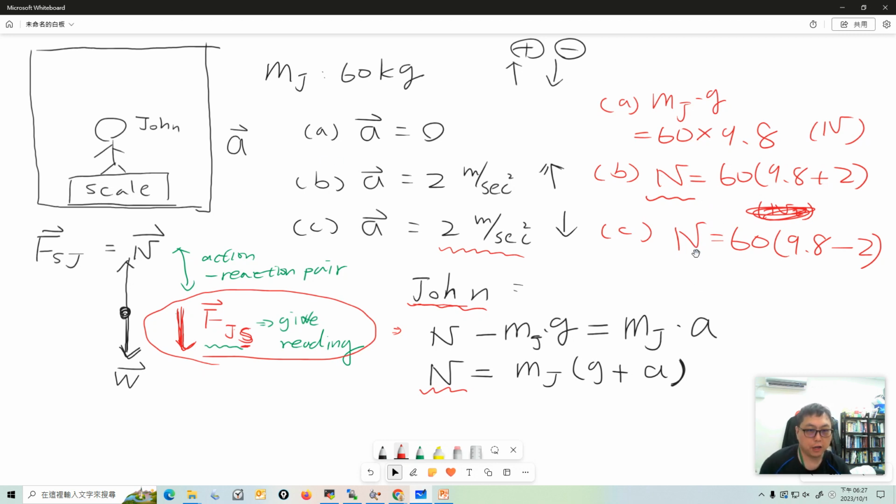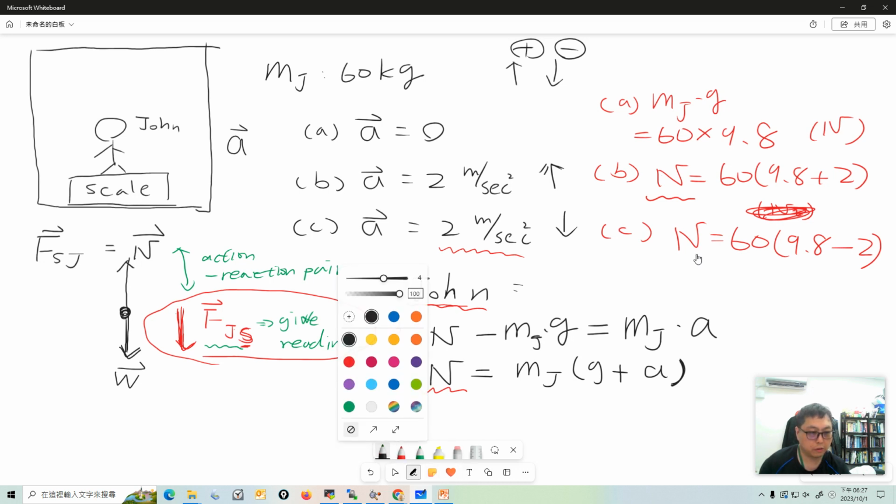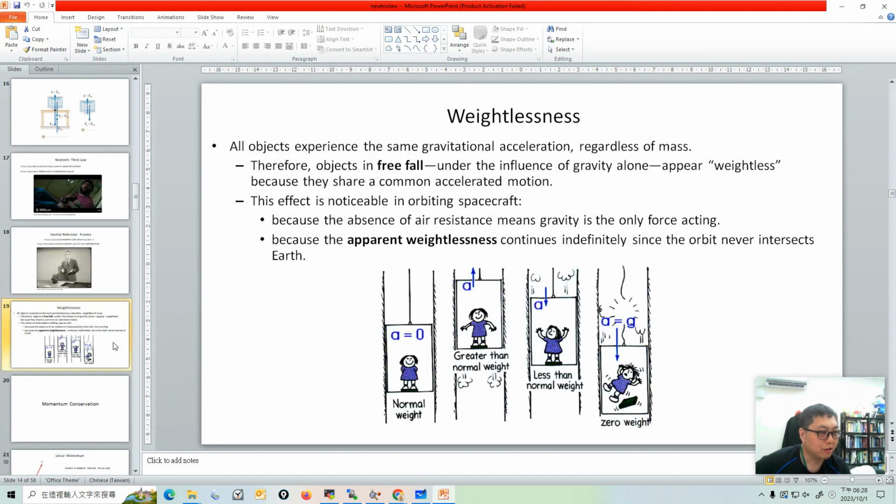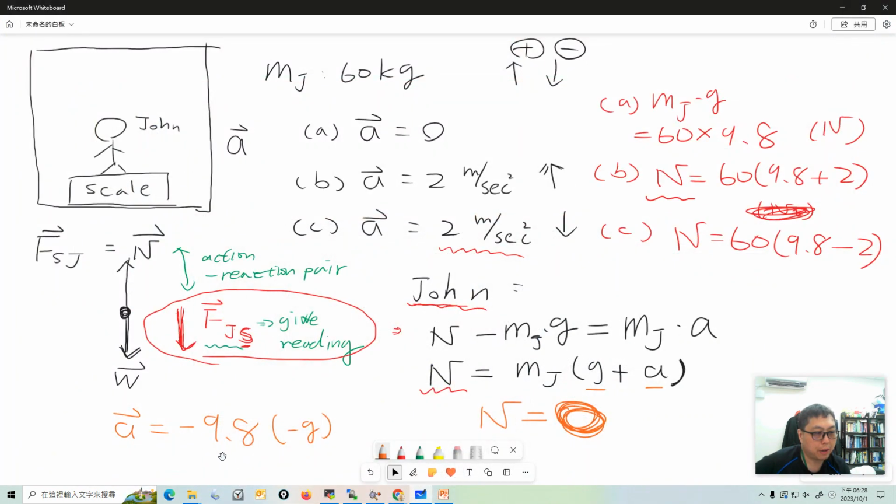Let me tell you a very interesting situation. If a is equal to minus 9.8, just minus g, what happens? Your reading becomes g minus g, which is 0. That's called weightlessness. It's when the elevator is accelerating downward at 9.8, which means the elevator is in free fall. When the elevator is in free fall, the reading goes to 0, but that's not a good thing, because it means you are in free fall with the elevator. So it's called weightlessness.